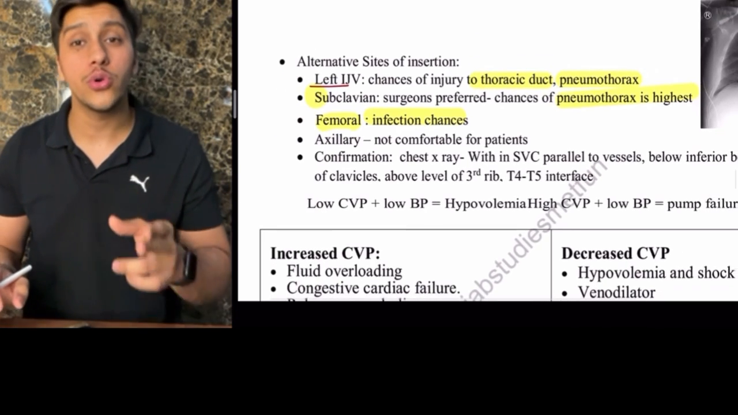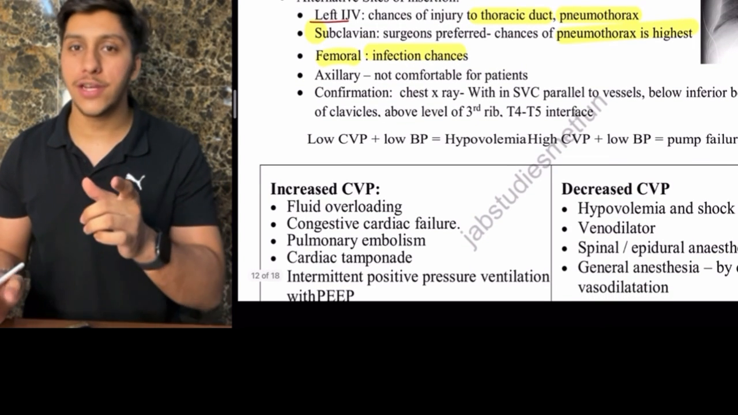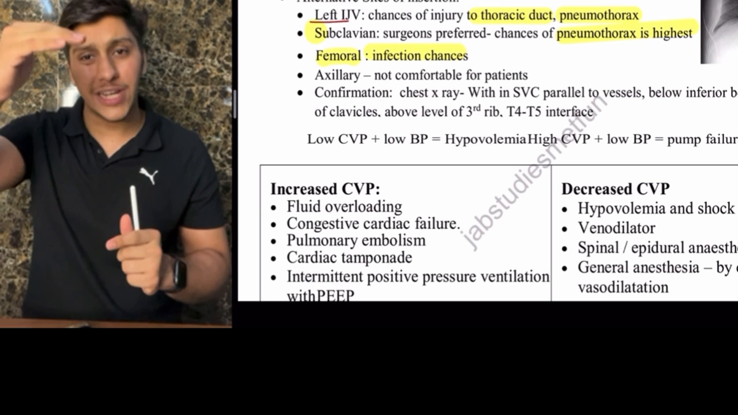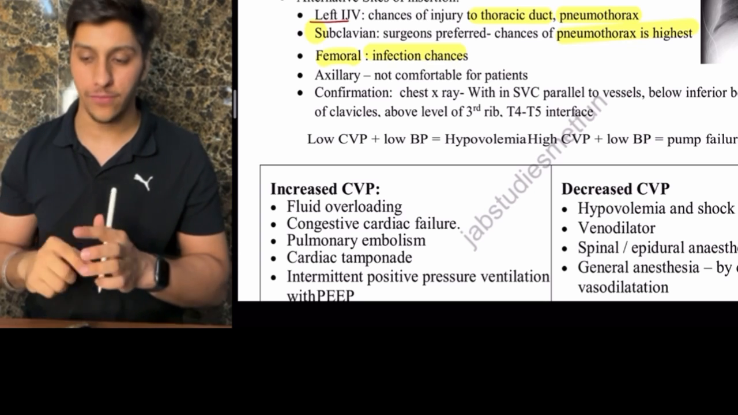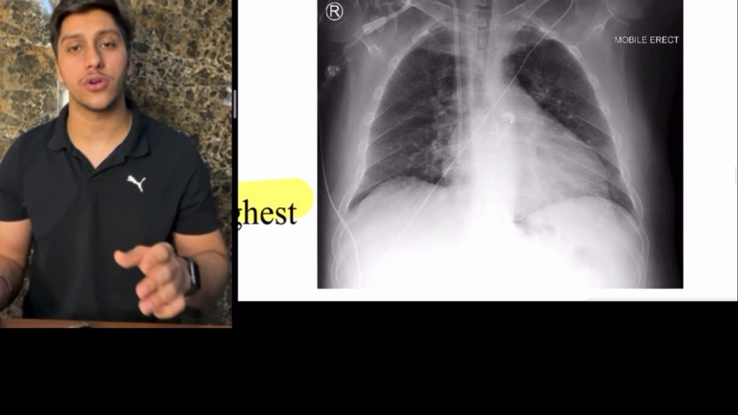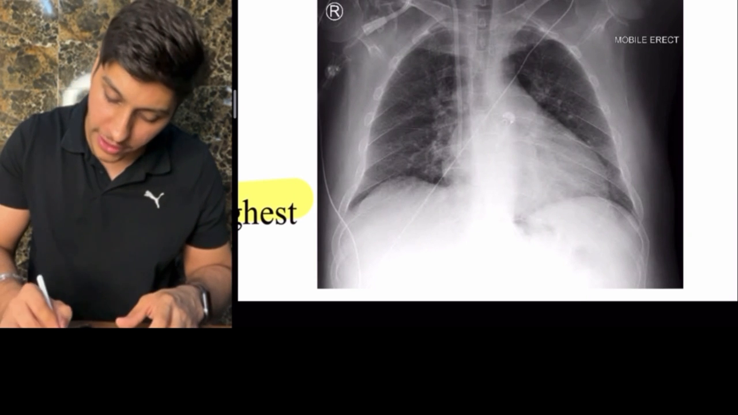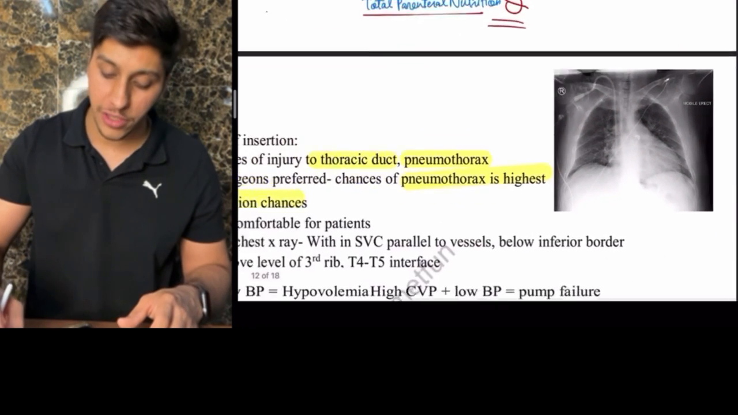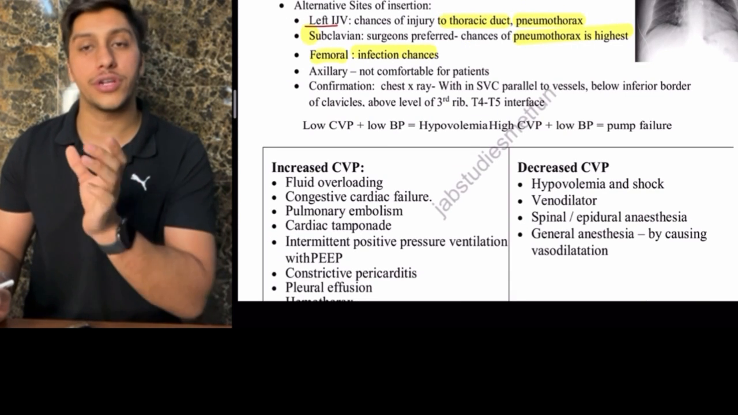If they ask you how do you confirm the lining of the Seldinger technique, you have to do an X-ray. In the X-ray, you will see that our catheter is placed parallel to the superior vena cava, just below the inferior border of the clavicle at the level of the third thoracic vertebra. If you can see over here, our catheter is over here, right side. So this is going to be the right-sided internal jugular vein. You can see it is just below the inferior border of the clavicle. It is within the superior vena cava and approximately at the third level of the thorax. Okay, the third rib level, at the level of T4, T5 vertebra.